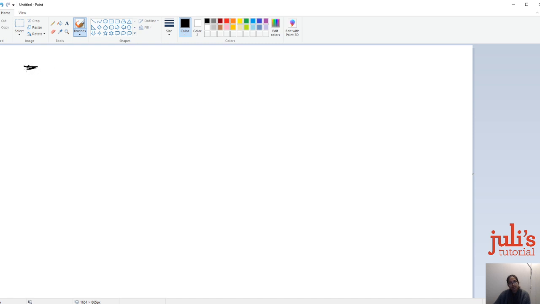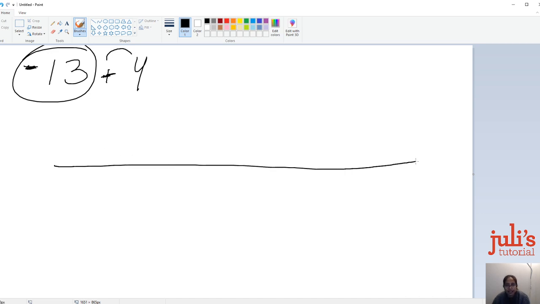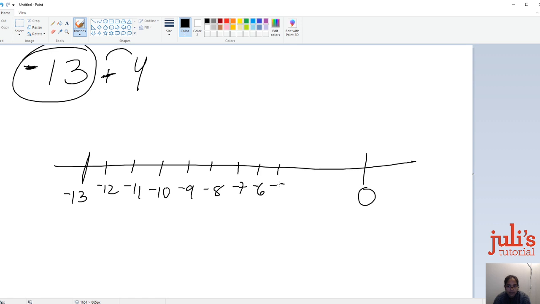Negative 13 minus 4, so it's already at negative. Plus 4. And then you're going to go 4 more, but you're still going to be on the negative side. Let's say this is 0, and you're at negative 13 right here. Then we have negative 12, negative 11, negative 10, negative 9, negative 8, negative 7, negative 6, negative 5, negative 4, negative 3, negative 2, and negative 1.